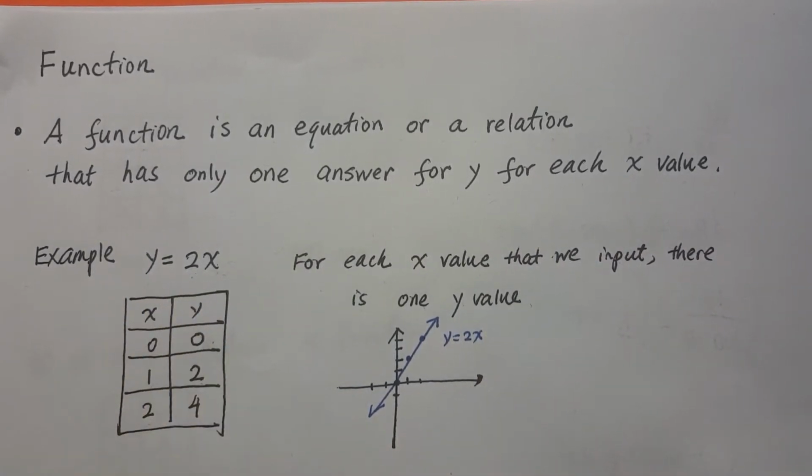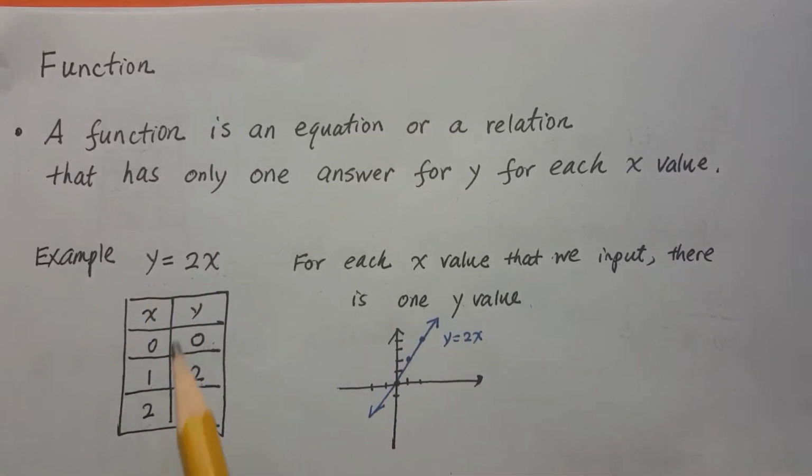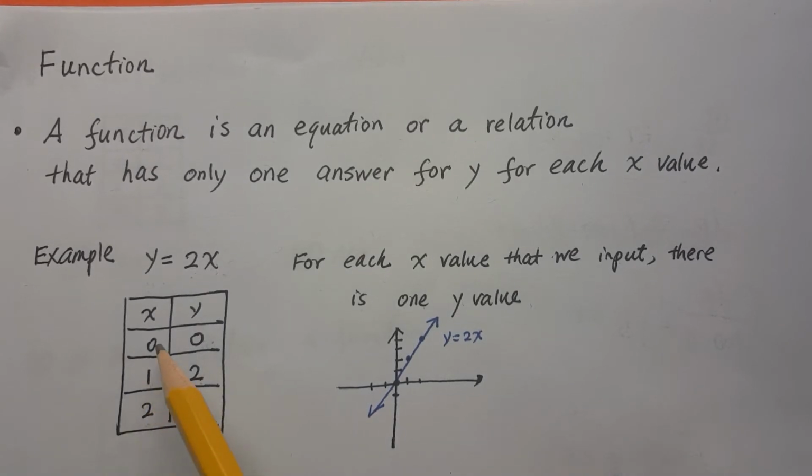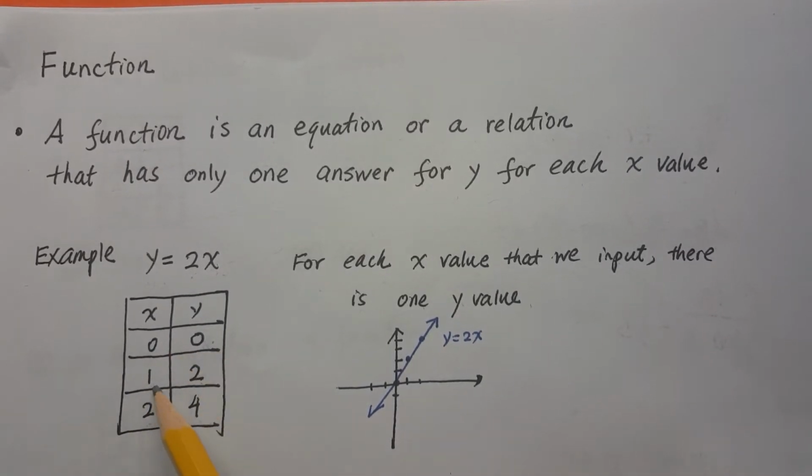Y equals 2x. Y equals 2x can be in a table form, can be in a graph form. So there are three different ways to represent the same relation, y equals 2x. So when x equals 0, y equals 0. When x equals 1, y equals 2. When x equals 2, y equals 4. So for each x value, there's only one matching y value. For each x value that we input, there is one y value. So therefore, this is a function. The line y equals 2x is a function.